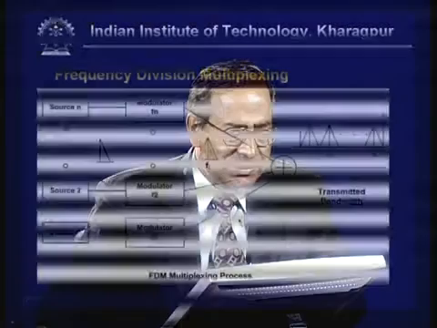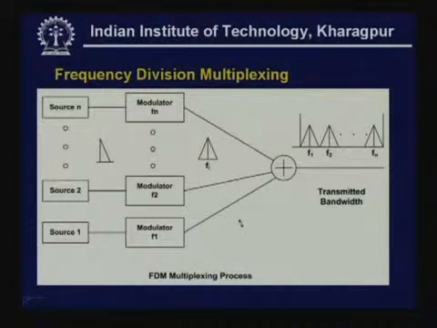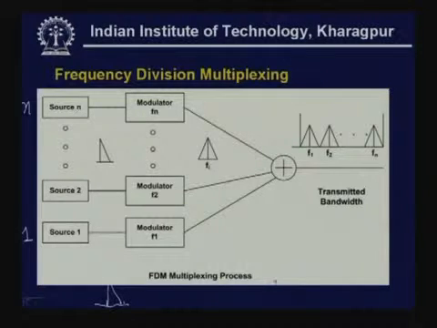So, the basic frequency division multiplexing operation is explained in this diagram. Here you have source 1, source 2 and source n, that is, 1 to n sources. Now, the frequency band of each of the signals is shown here. So, that means it is like this in the frequency domain.